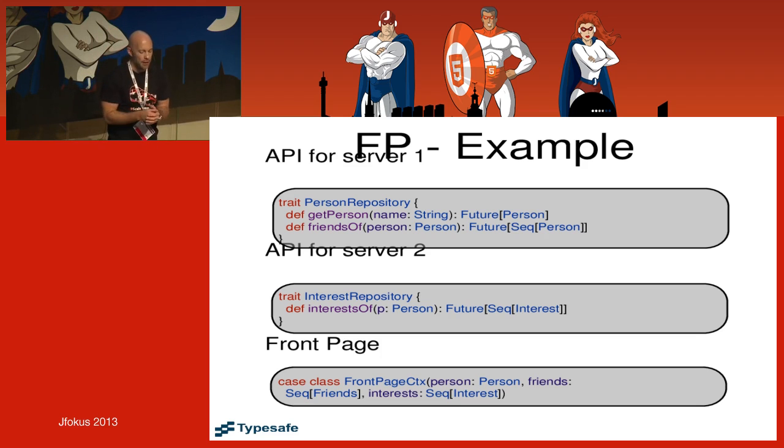And then on another server, we have an interest repository where you pass in a person and you get a future of sequence of interest back. And finally, we want to render this on the front page. So we want to return a class so we can render it nicely in HTML5 or something. This case class expects a person, a sequence of friends, and a sequence of interest. The friends should be a sequence of person, but you get the idea. Okay, so this is what we have to work with.